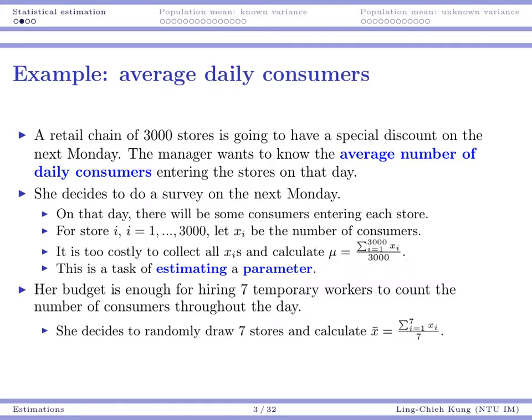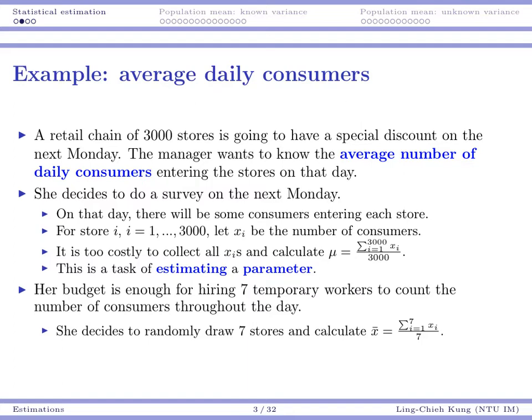The thing that I want to estimate is the average effect of that promotion. I want to know the average number of consumers entering the stores, all the stores. So mu is for population mean, right? Today, I of course cannot predict what's going to happen next Monday. What's interesting is that even at the end of next Monday, after all the stores are closed and all those XIs are finalized, I still do not know mu, right?